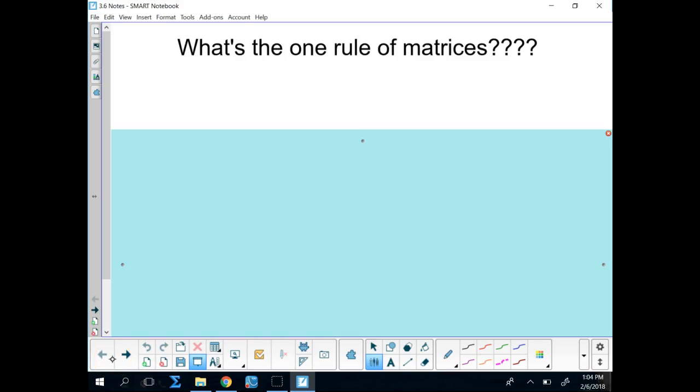So what's the one rule of matrices that we learned yesterday? That's only if you're adding and subtracting. Everything that we do goes rows by columns, right? Okay? That is going to be extra important today because today we are going to be multiplying matrices.